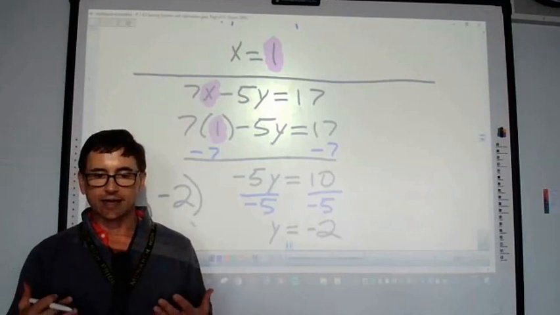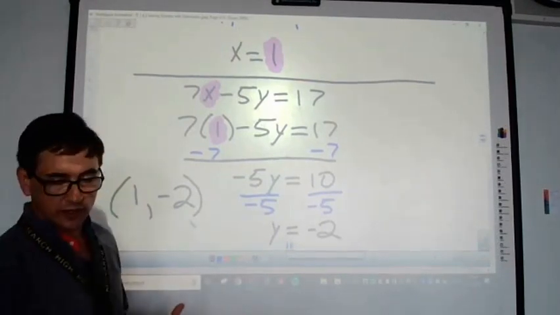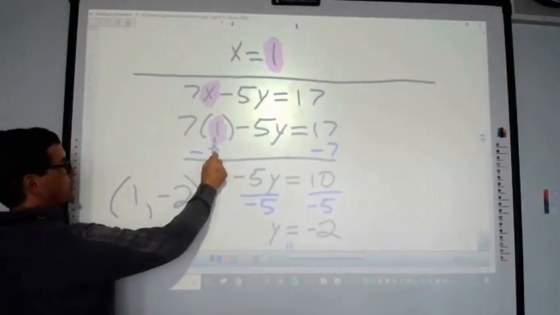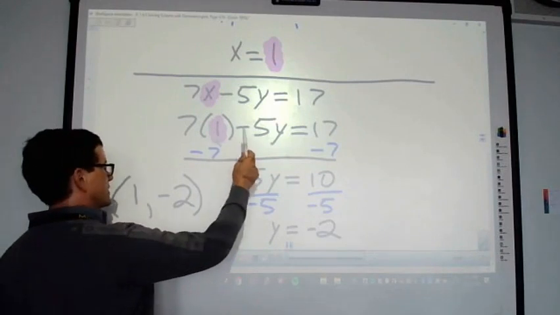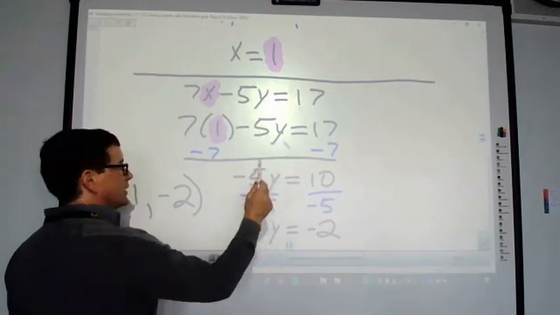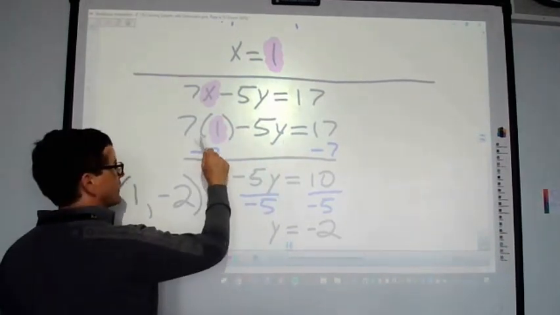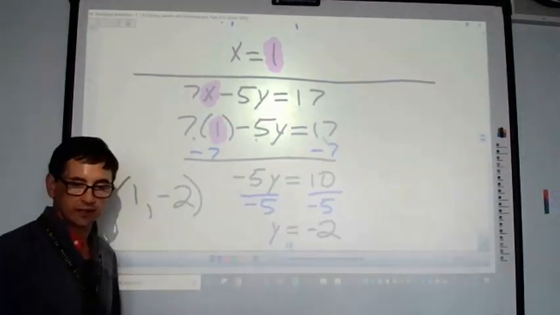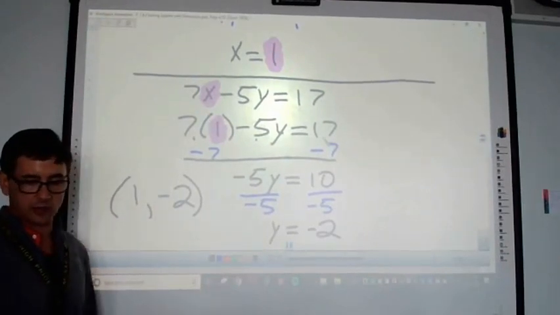So again, I'm just going to talk out how this works to make sure I don't screw it up. I already have the 1 plugged in here. 7 times 1 is 7. Negative 5 times negative 2 is positive 10. 7 plus 10 is 17. So I know I did the problem correct.